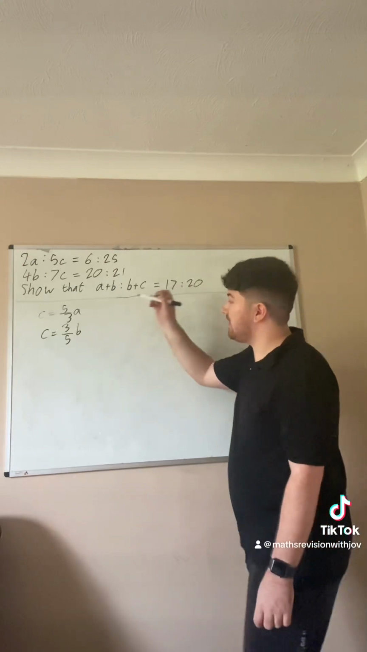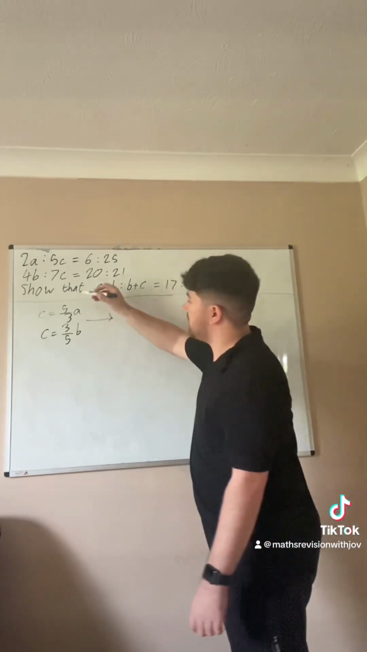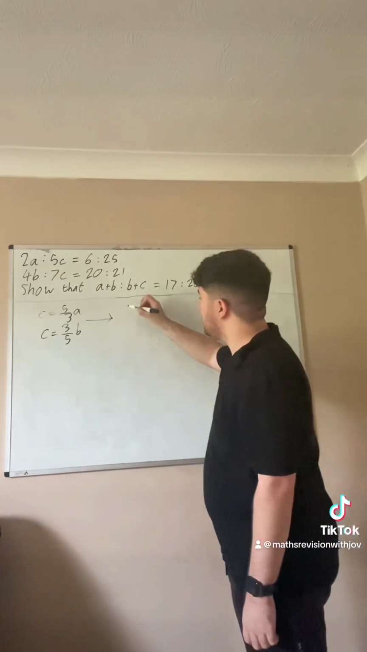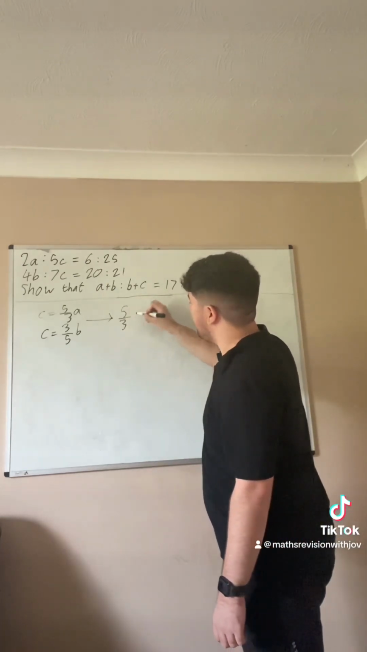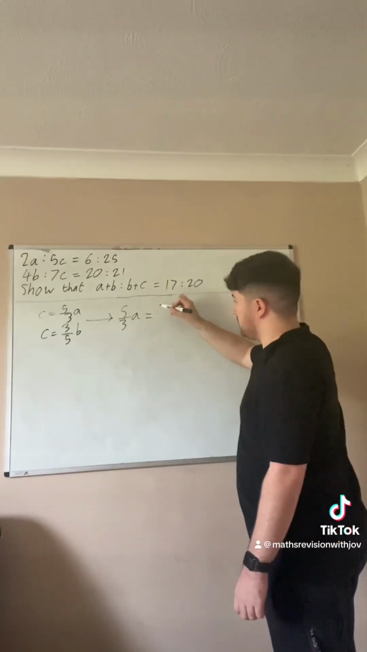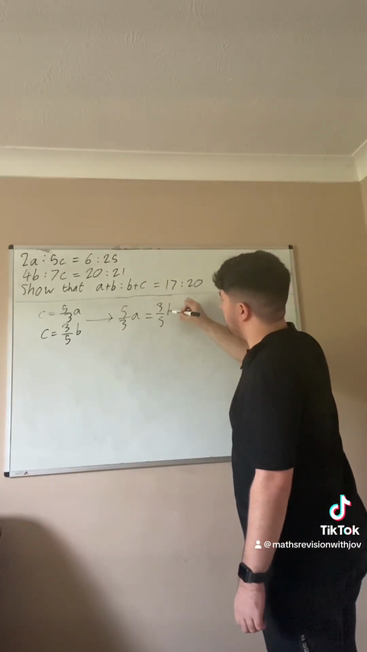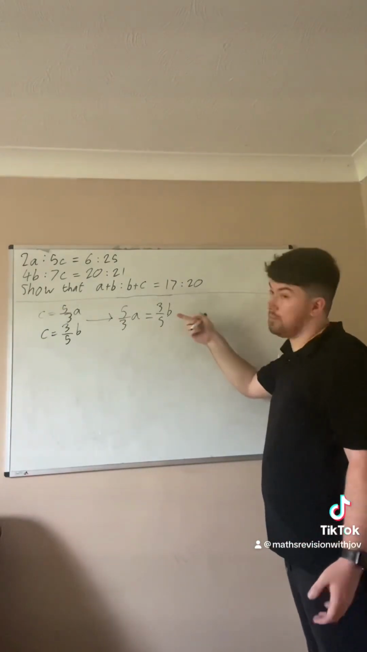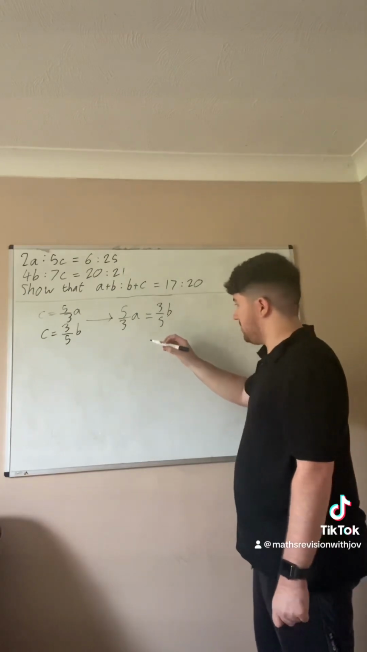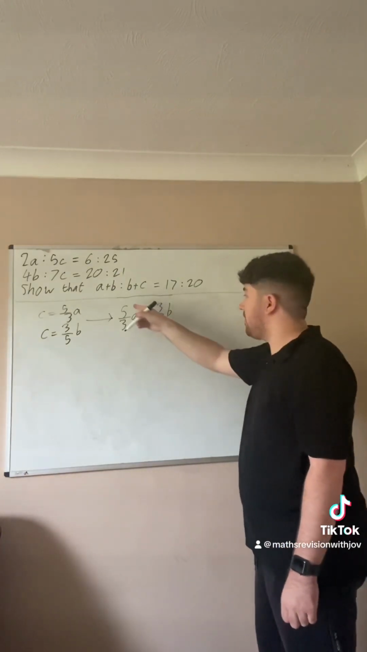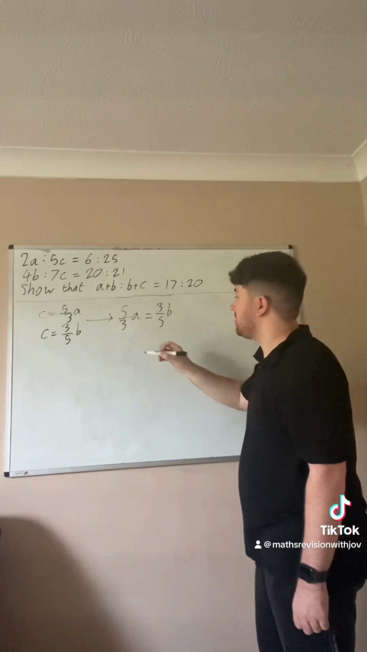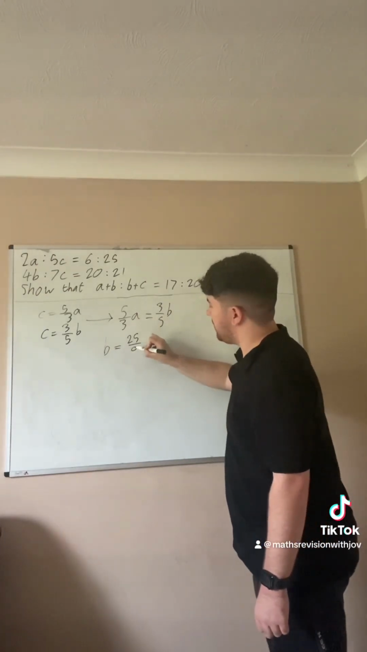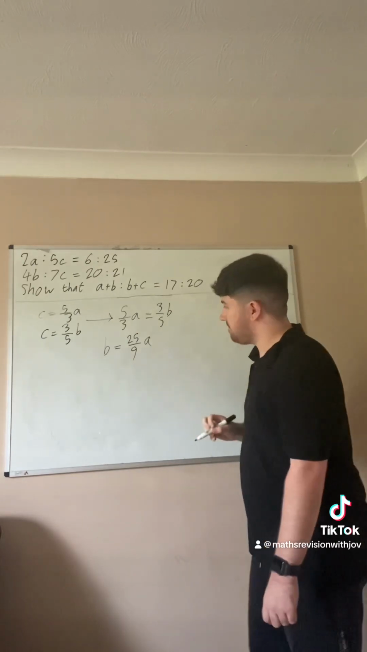We can say that since these expressions are both equal to c, they must be equal to each other, right? So 5 over 3 a equals 3 over 5 b. I think it would be nice if we found it in terms of b. So let's go ahead and do that. We can multiply both sides by 5 and then divide both sides by 3. So we actually get b equals 25 divided by 9 lots of a.